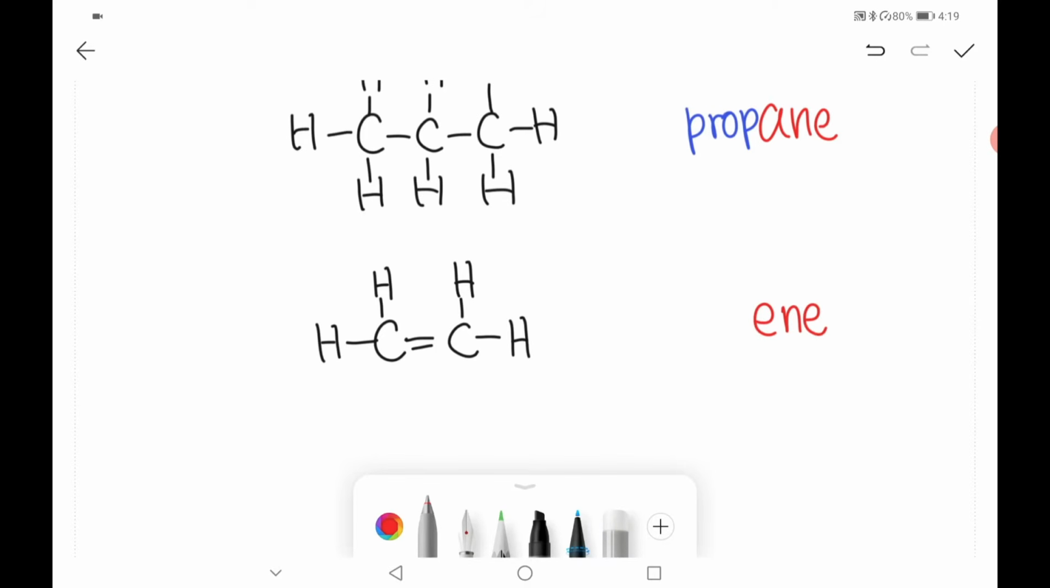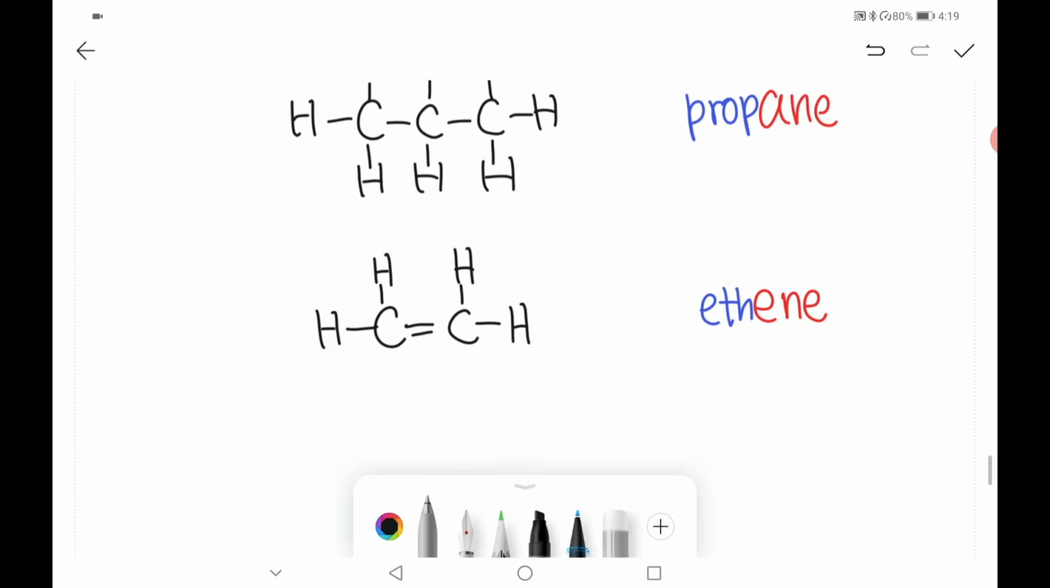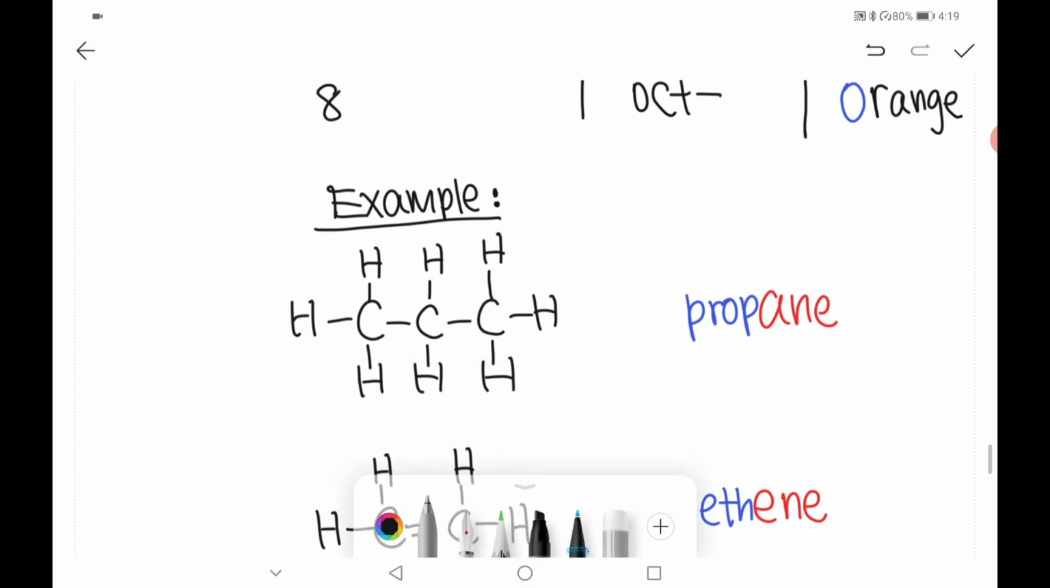So how many carbon do you have? You have 2 carbon, right? 2 carbon, mama eat. It is E, so we have ETH, eth. So this substance is called ethene. It's not very hard. As long as you follow the concept, that will be good enough.